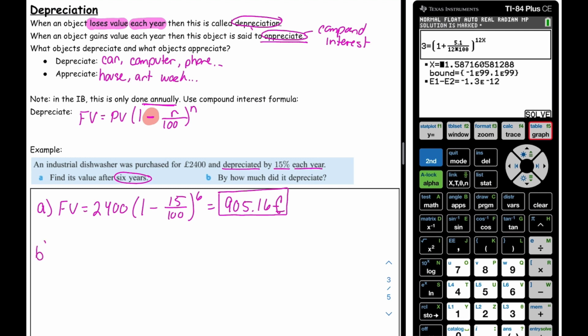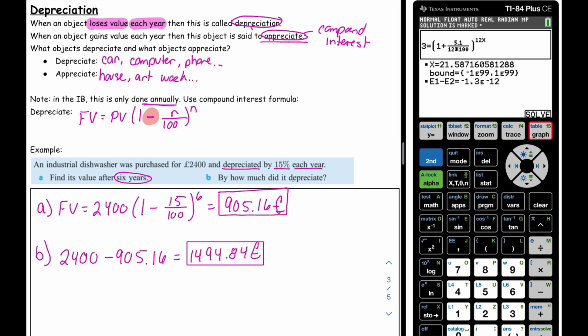Part B. By how much did it depreciate? Well, it was originally worth 2,400 and now it's only worth 905.16. So if we put this into our calculator, it depreciated by 1,494.84 pounds. So quite a substantial depreciation for this washing machine.